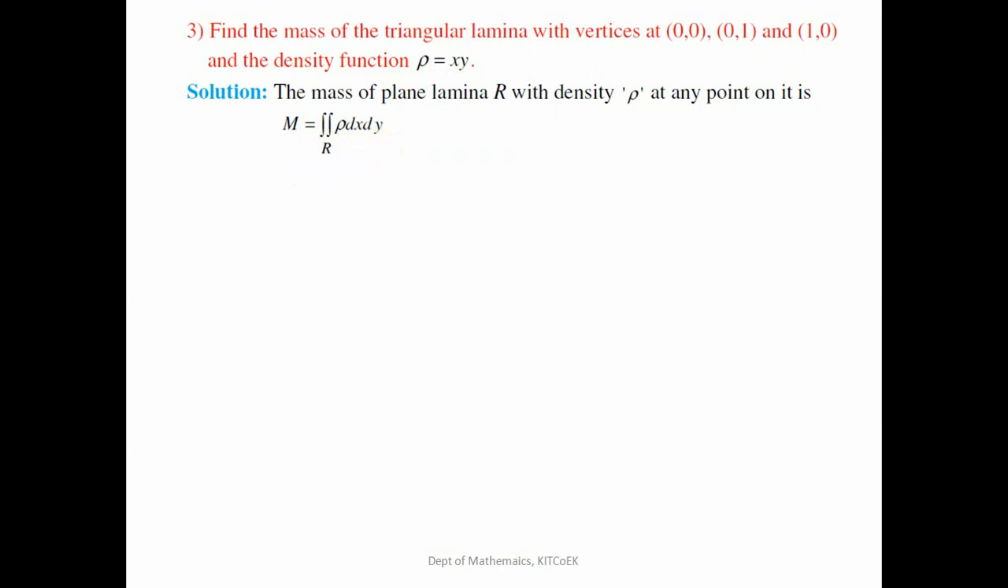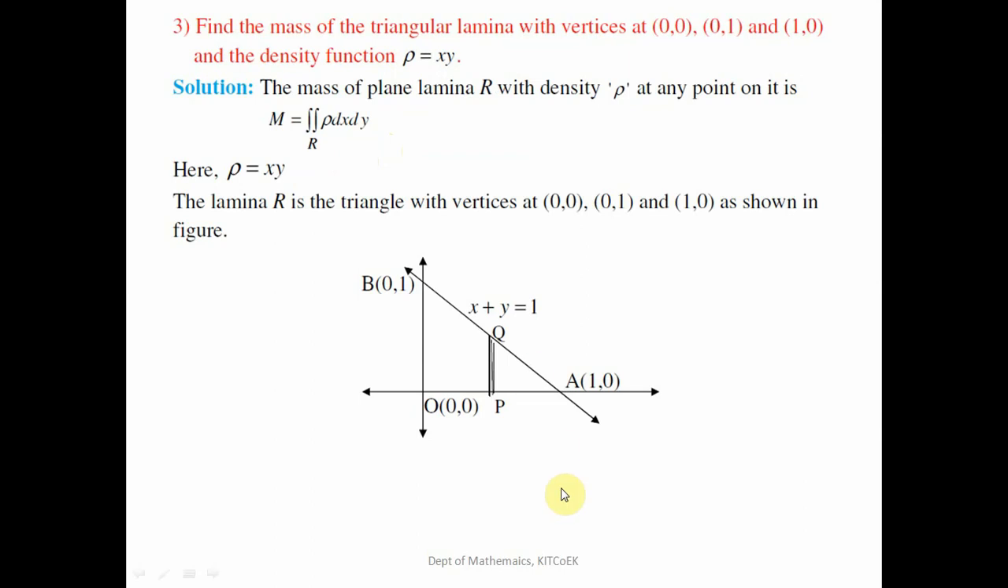So that region is the triangle OAB as shown in this figure. If we consider our Cartesian coordinate system, x-axis, y-axis, the vertices of the triangle are given as the point O(0, 0), which is the origin, the point A(1, 0), and the other point is B(0, 1). So the region is the triangle OAB as shown here.